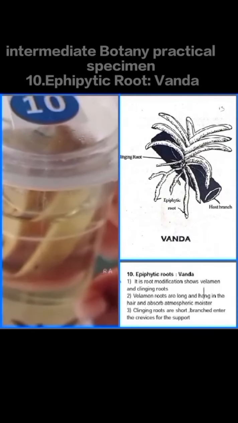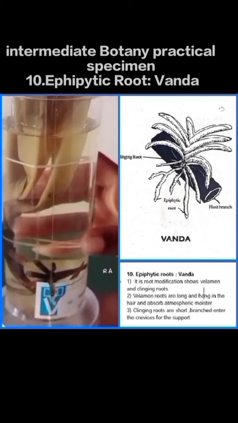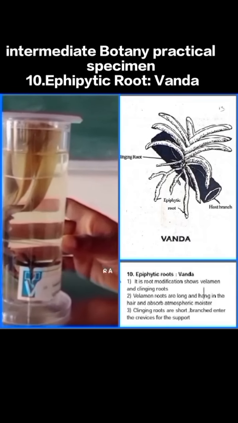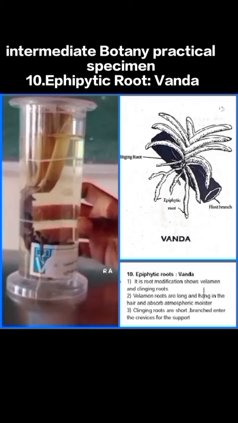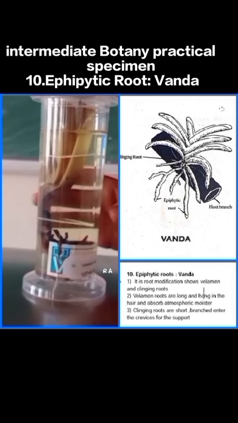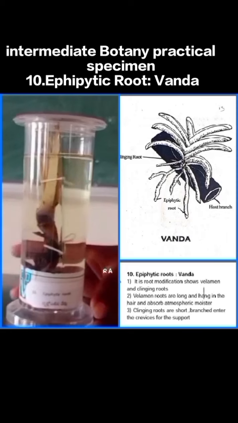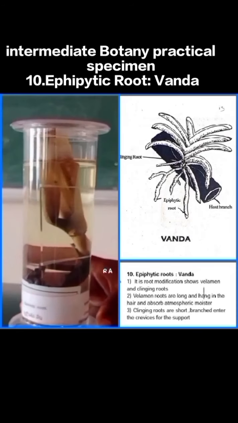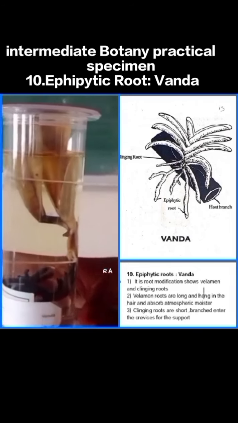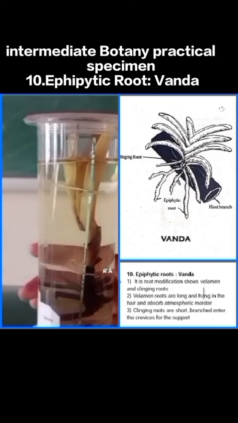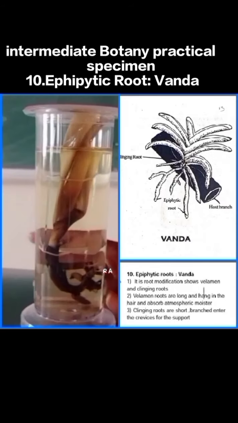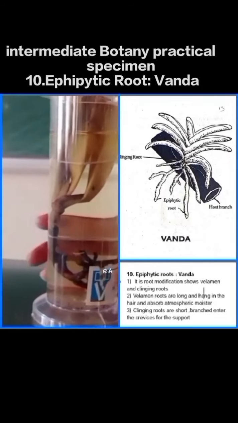Number 10 specimen, epiphytic roots, Vanda. It is a root modification, shows velamen and clinging roots. Velamen roots are long and hang in the air and absorb atmospheric moisture. Clinging roots are short, branched, and enter the crevices for support.